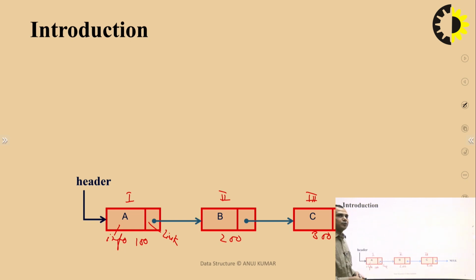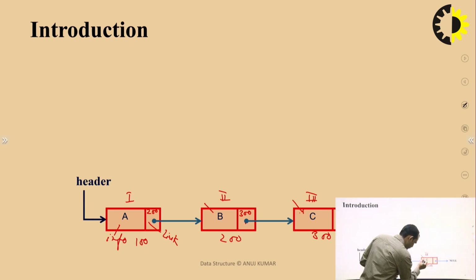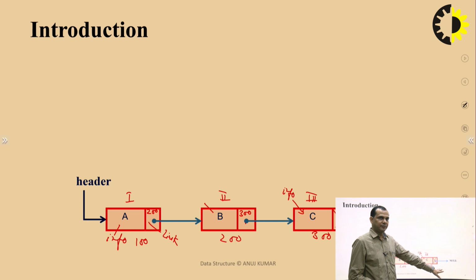Firstly, when we create a linked list, it is a collection of nodes. The link part of the first node contains the address of the next node, so it will contain the value 200. In the info part we store a value, that is B, and the next part contains the address, the value 300. In the next node, again in the info part we store the value, and the next part will not contain an address of a next node. So we declare it as a null value, which means this is the end of the list.